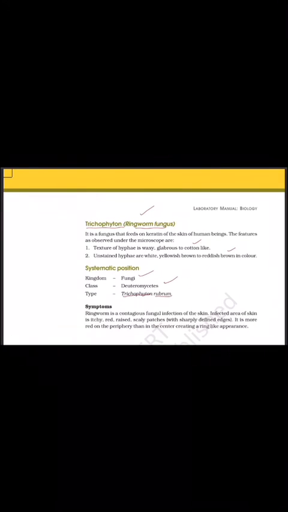What are the symptoms? Most of us have experienced this. Ringworm is a contagious fungal infection of the skin. Basically the infected area of the skin is itchy. Okay, itching sensation will be there. Red, raised, bulging, scaly patches with sharply defined edges. It is more red on the periphery than in the center, creating a ring-like appearance. So this is a fungal disease and very, very difficult to go.